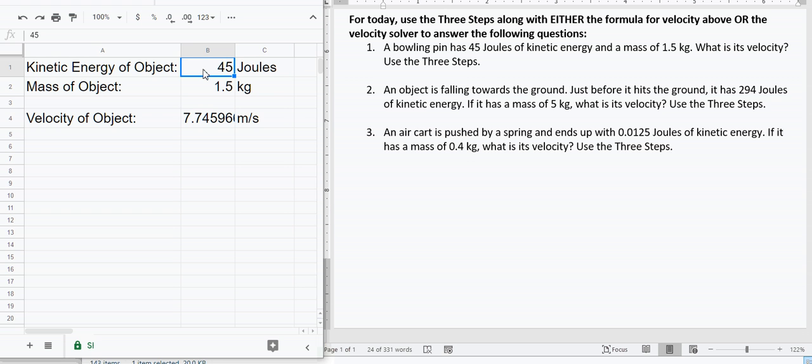And when you're done with that problem, you can just delete this information, and then you can do the same thing for the other problems in today's assignment.